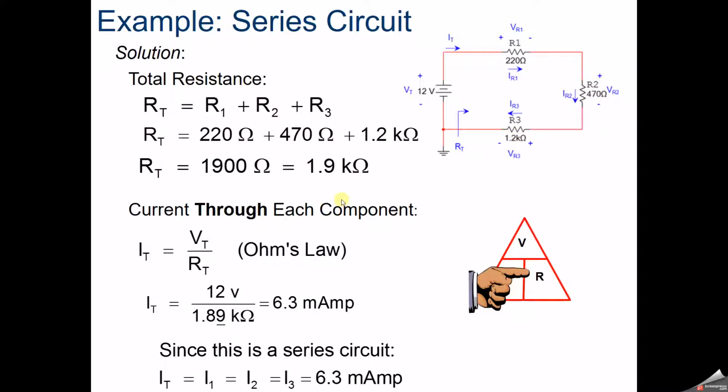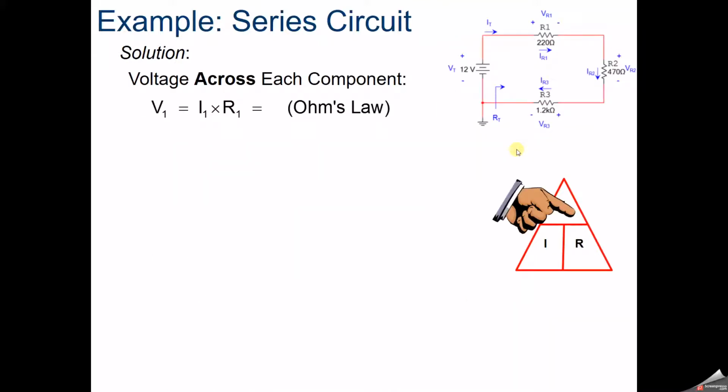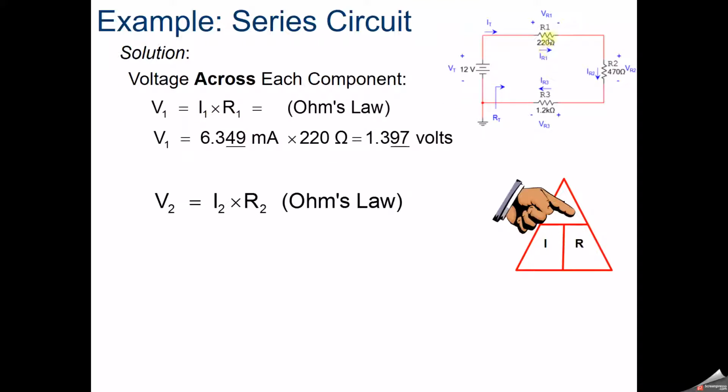So what does that mean? That means we can go ahead and calculate the voltage at each one of these components. Voltage is equal to current times resistance. We know the current at resistor 1 is 6.3 milliamps, and we know the resistance is 220. Move the decimal place 3 times, go back to the base unit, multiply, and we get 1.397 volts.